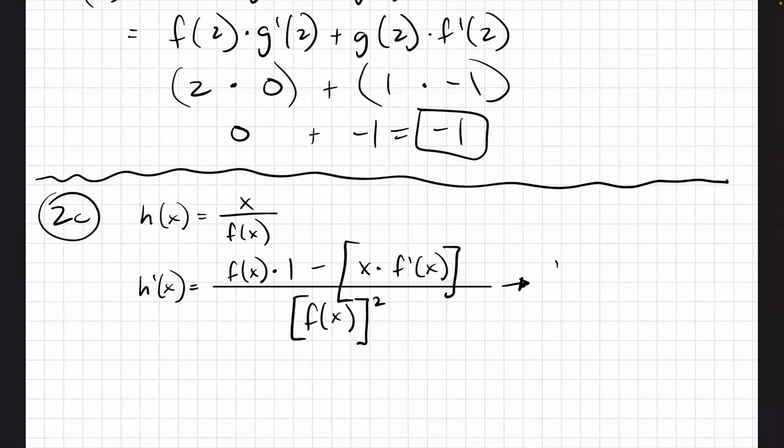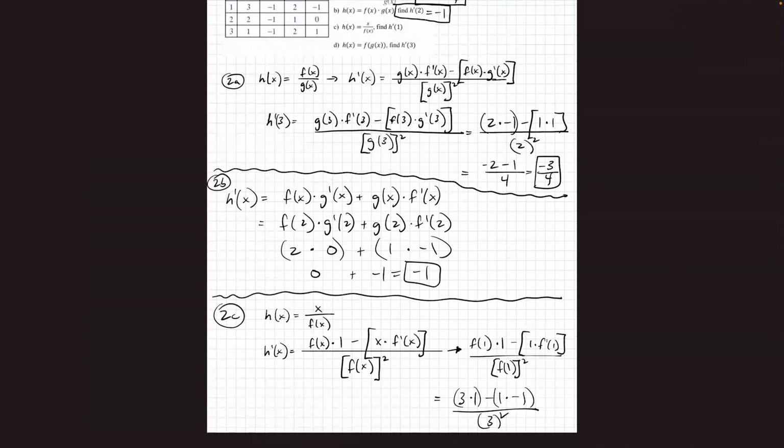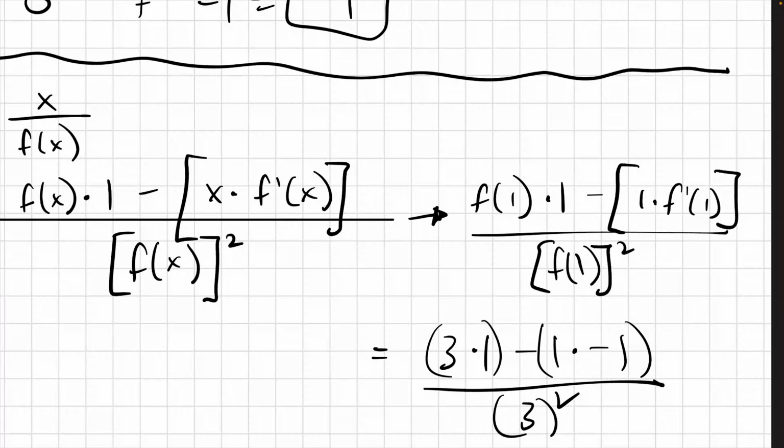Let's see, f of 1 is 3. So 3 times 1 minus 1 times f prime of 1, which is negative 1, over f of 1 squared, 3 squared. So we get 3 minus negative 1 divided by 9. So 3 minus a negative 1 is 4 over 9.